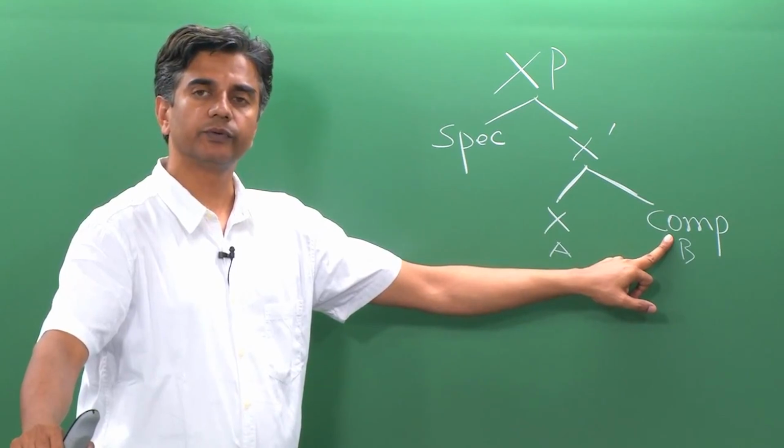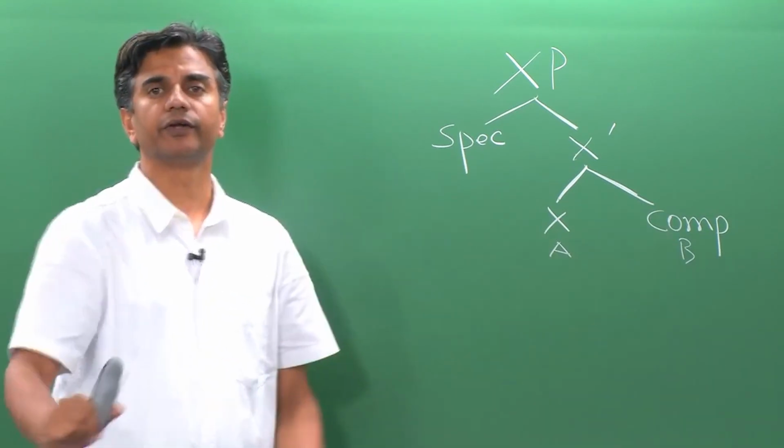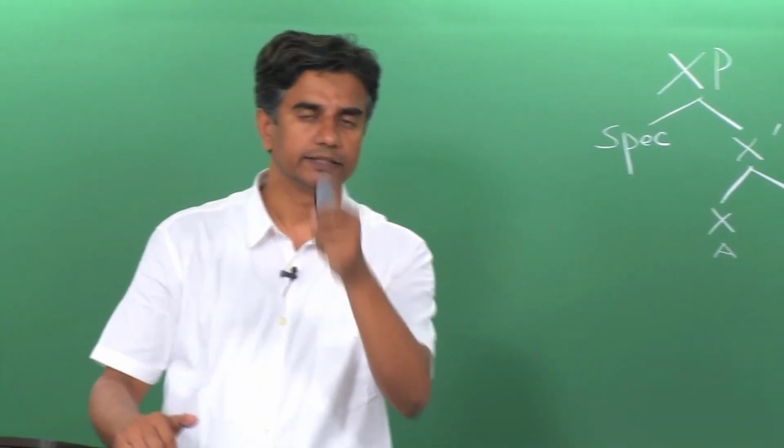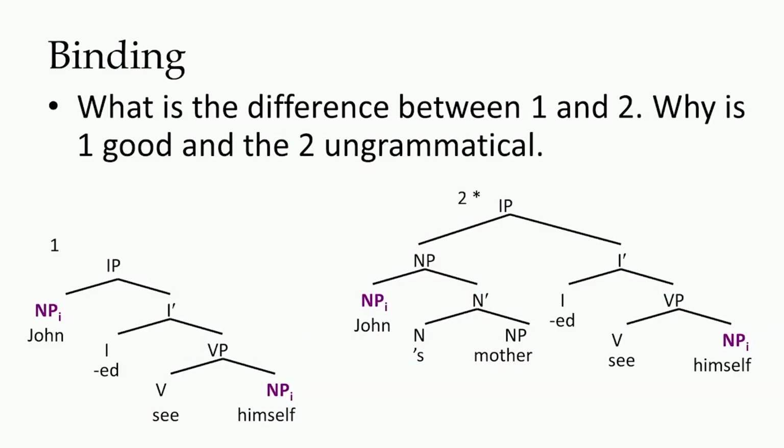Alright. So, under this notion of C-command, the structure on the screen, structure number 1, is grammatical because John, the antecedent of the anaphor himself, C-commands the anaphor, therefore it is a grammatical sentence. However, John in the second structure does not C-command the anaphor himself, therefore this sentence is ungrammatical.